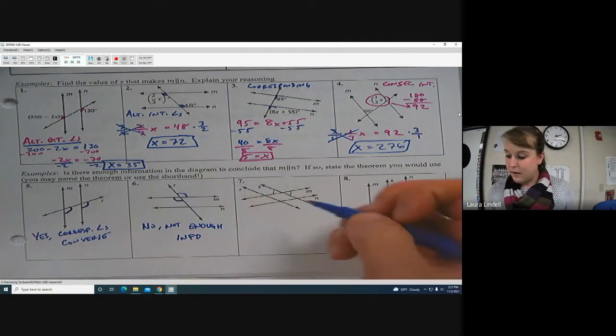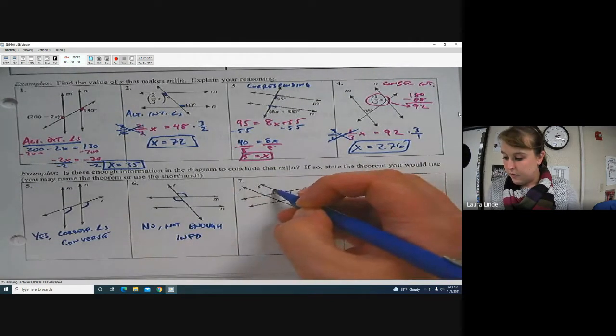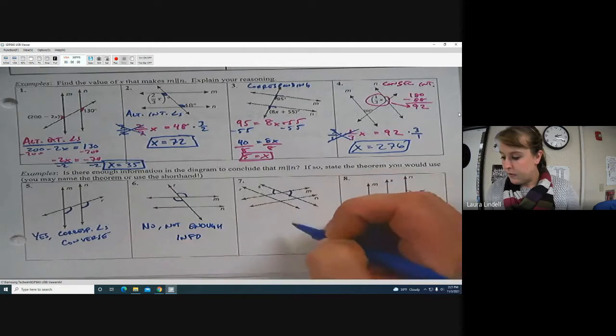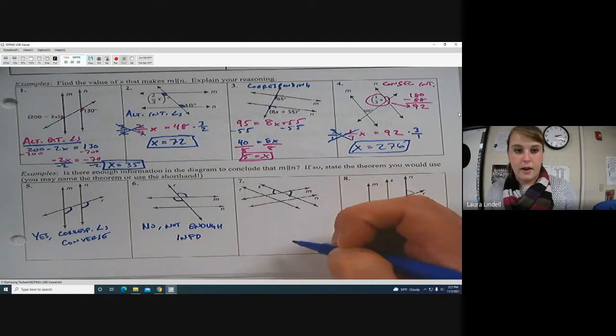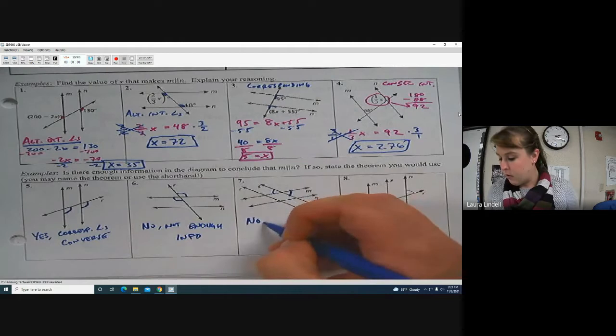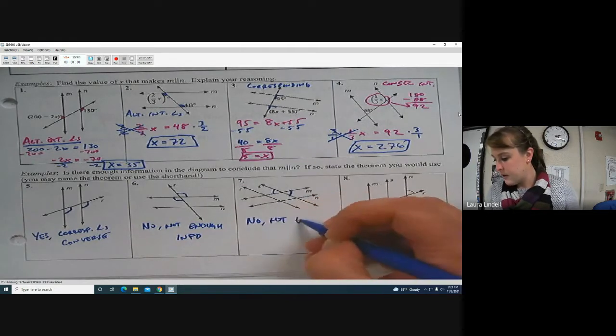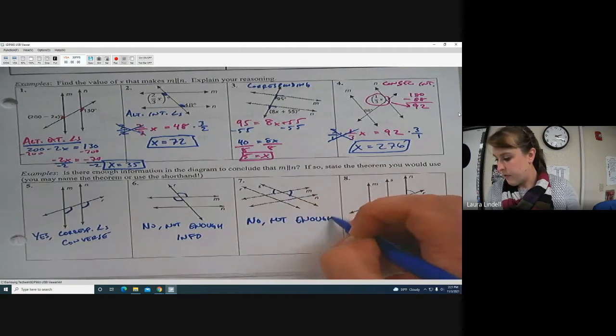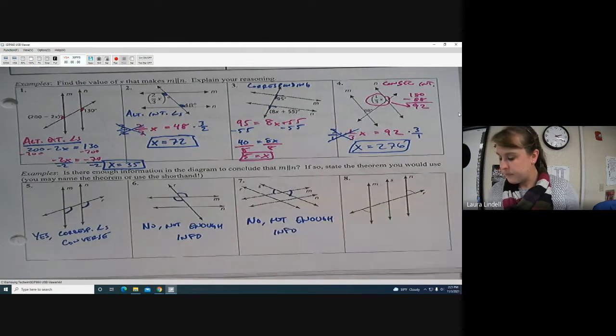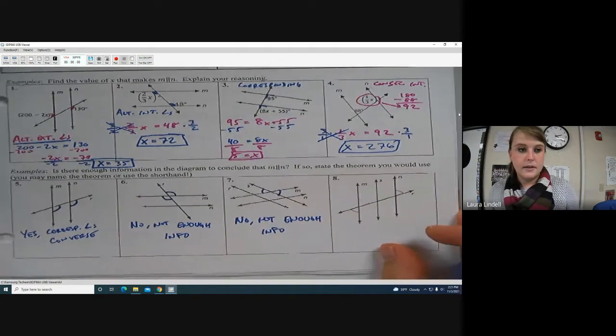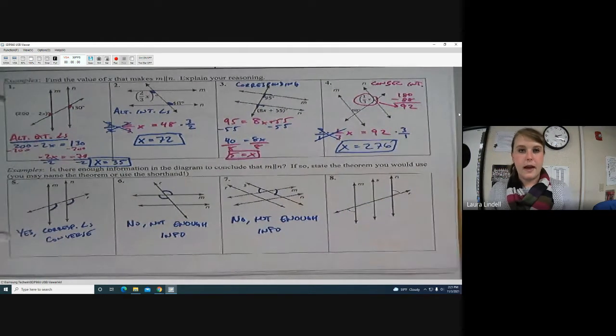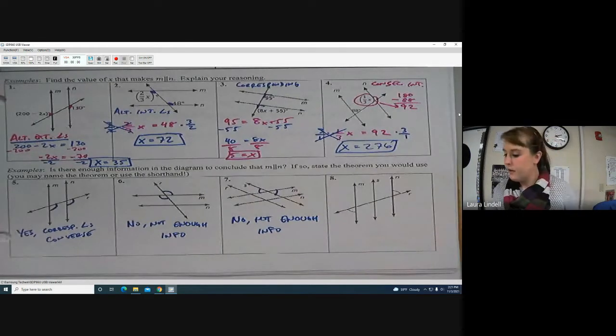Actually, the same thing goes for number 7 here. We've got a pair of vertical angles, which is great, but it doesn't tell me anything else about other angles in this picture. So unfortunately, this one is also no, not enough information. But let's take a look at number 8. Hopefully that one will give us what we need.